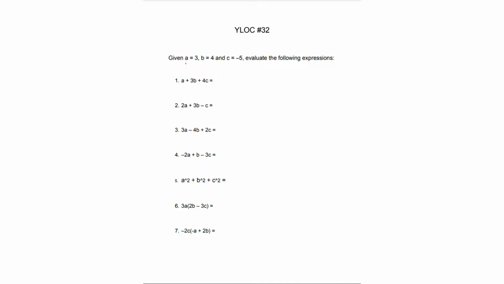So the first part, we're given a equals 3, b equals 4, c equals -5, and we have to use these to solve. So for number 1, we have a plus 3b plus 4c. So what we can do is just plug in our known values. We know that a is 3, so it's just going to be 3 plus 3 times, and we know b is 4, so it's going to be 3 times 4.